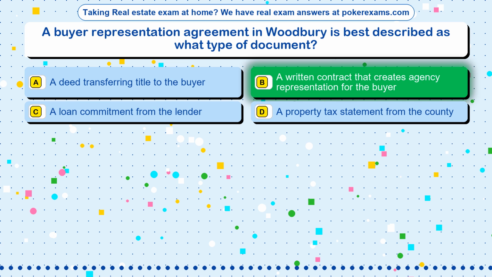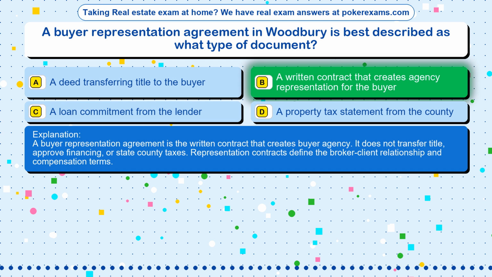The correct answer is option B. A written contract that creates agency representation for the buyer. A buyer representation agreement is the written contract that creates buyer agency. It does not transfer title, approve financing, or state county taxes. Representation contracts define the broker-client relationship and compensation terms.